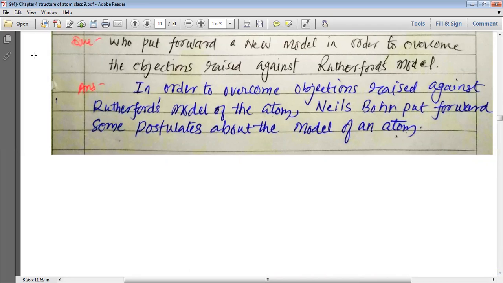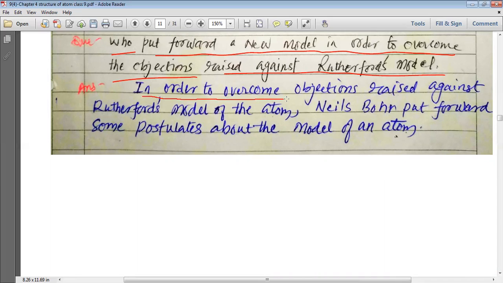The only mistake found with the Rutherford model was that he said that the electron revolves around the nucleus in a circular path, but an electron cannot revolve around the nucleus in a circular path. Who put forward a new model in order to overcome the objections raised against the Rutherford model? So then, to know about the structure of the atom, new scientists came and they proposed some models.